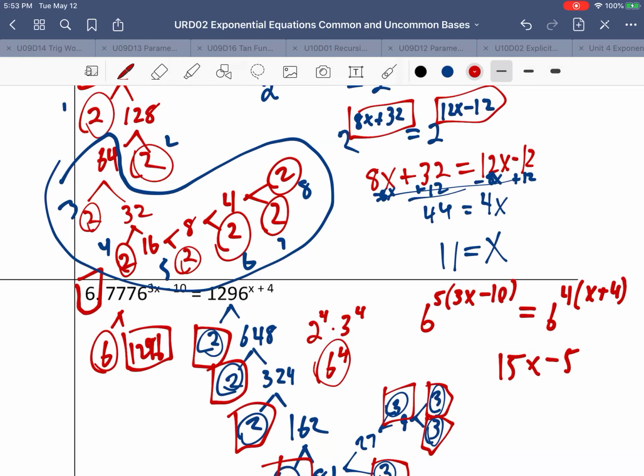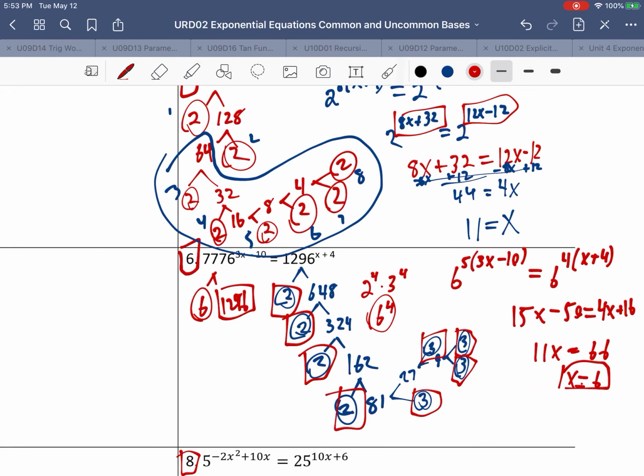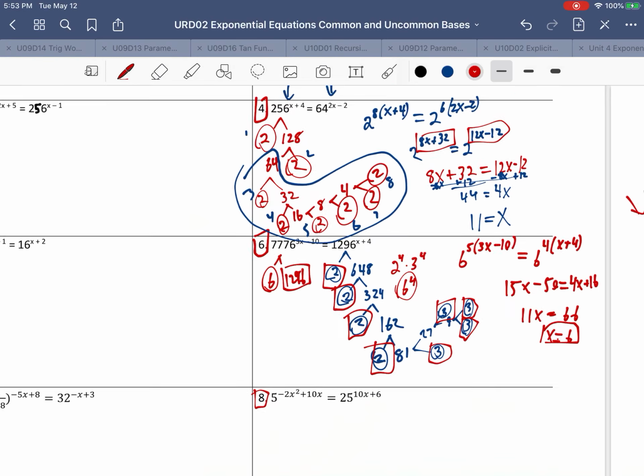15x minus 50 equals 4x plus 16. So I'm going to subtract the 4x to this side. I'm going to get 11x. I'm going to add the 50 to the other side. I'm going to get 66, and x equals 6. So sometimes the numbers aren't prime numbers, so you just have to figure out what the common base is. In this case, it was 6.